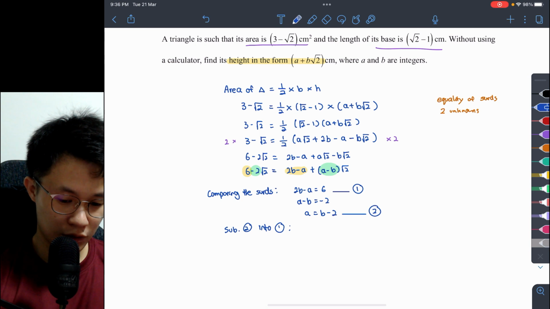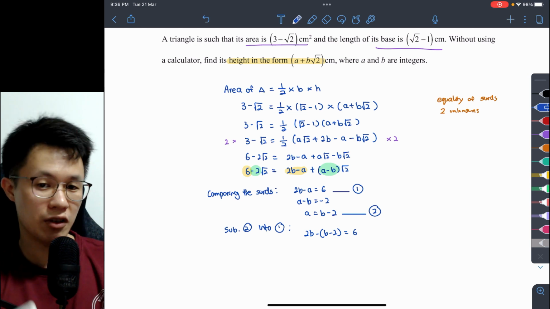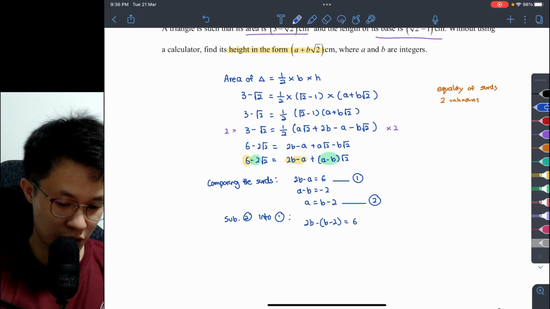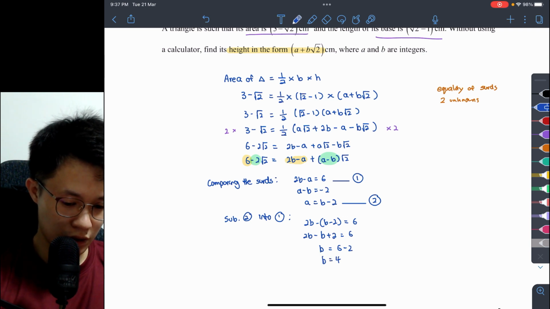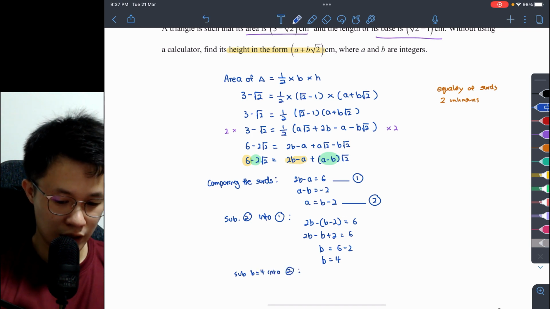So over here we will have 2b minus (b minus 2) equals 6. Remember, please be very careful with how you sub your simultaneous equations. And we have 2b minus b plus 2 equals 6, so b equals 6 minus 2, so b is equal to 4. Subsequently, you can sub b equals 4 into equation 2 to find a. So a is equal to 4 minus 2, and a is equal to 2.